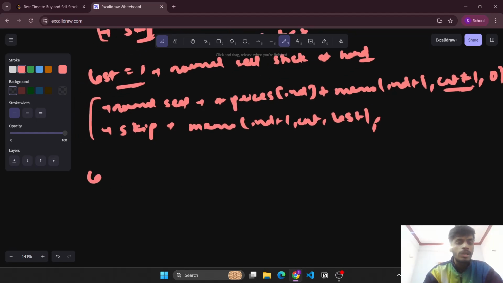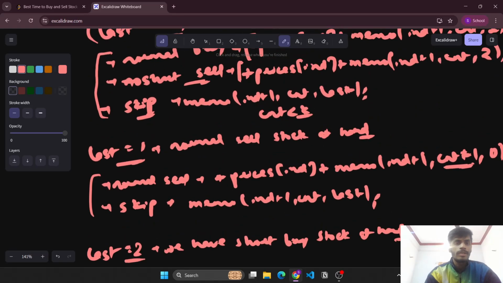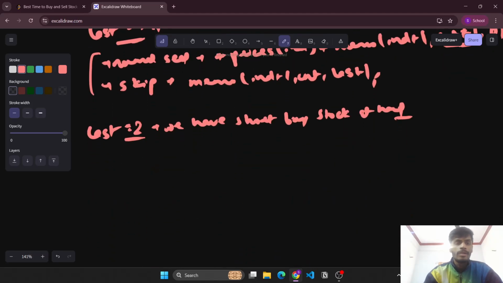Now comes the case for last equals to 2. Last equals to 2 means we have to short buy, that is, we need to buy back the stock at hand. It means we short sold initially, then it became 2. Now we need to short buy it. So then the case was short buy.